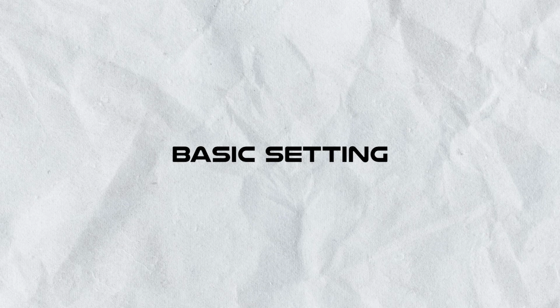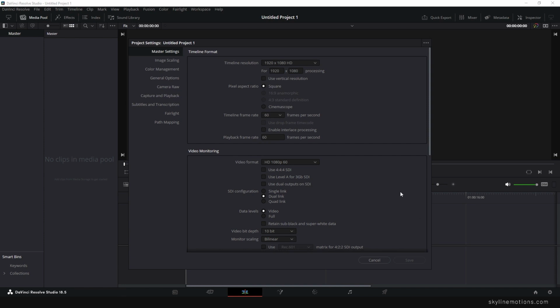Alright, so here we are in DaVinci Resolve 18.5, and before we start, all you have to do is the basic setting. So click on this setting button in the corner. Use this setting: resolution 1920 by 1080, frame rate 60, and click on save.